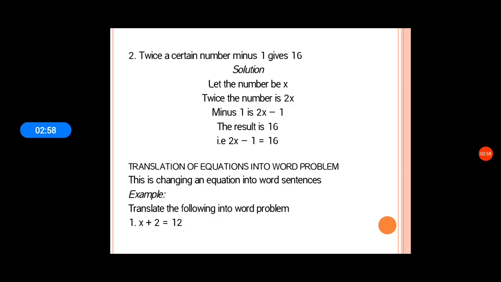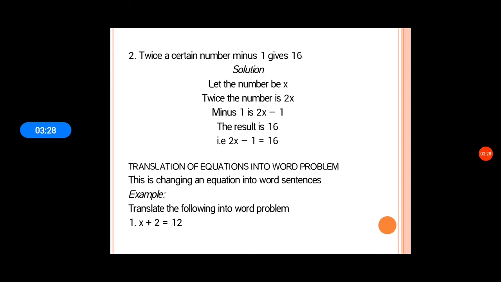Twice a certain number minus 1 gives 16. When we say twice, it's 2 times a number. We also decided to make use of x. Twice the number is 2 times x, which is 2x. Minus 1 makes it 2x minus 1. We are told that the result is 16. That is 2x minus 1 equals 16.